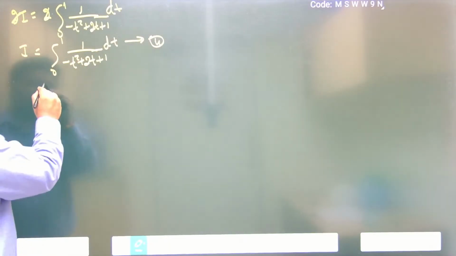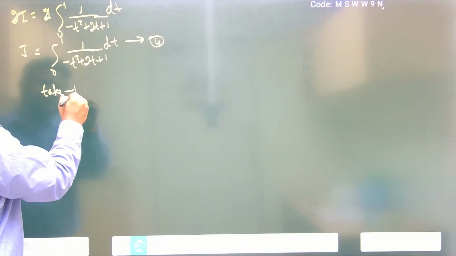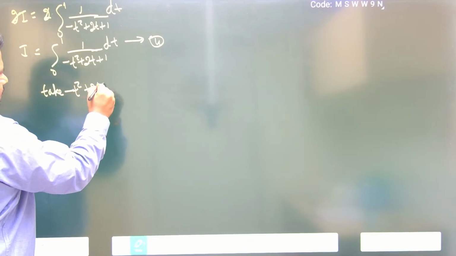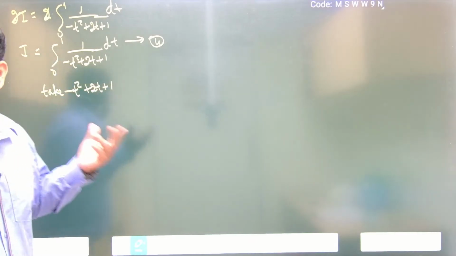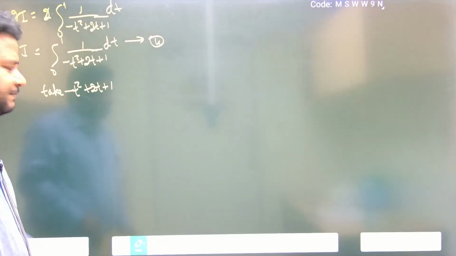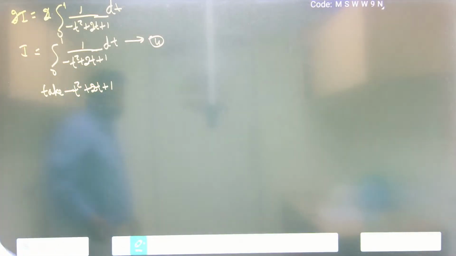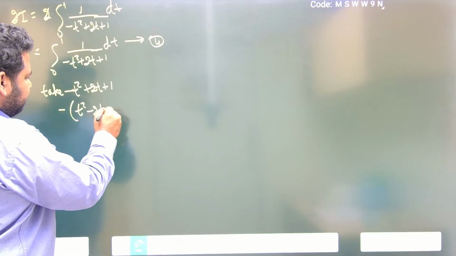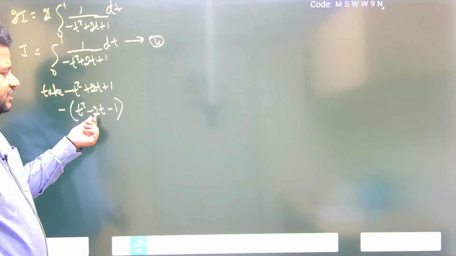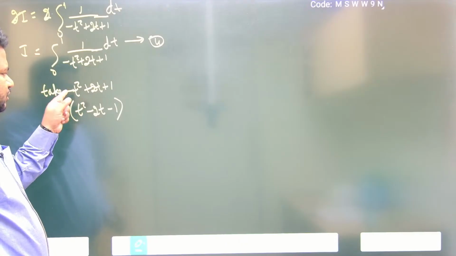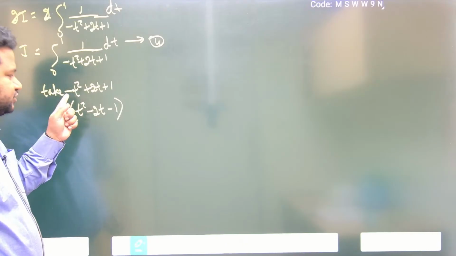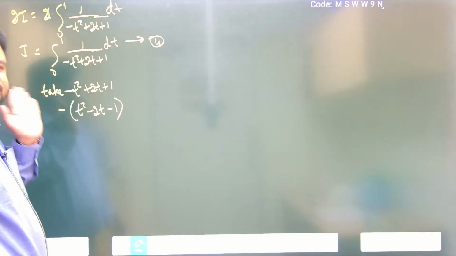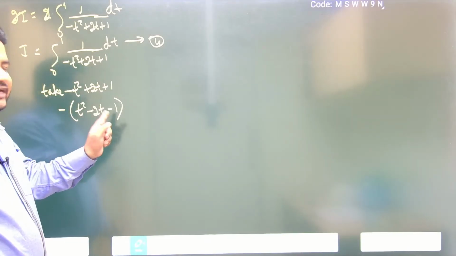Now take minus t square plus 2t plus 1. We will do the completing the square method. I will take minus outside, so this becomes t square minus 2t minus 1. Why should you take minus outside? Because the coefficient of t square should always be positive 1. Here it is minus, so I should take it outside.